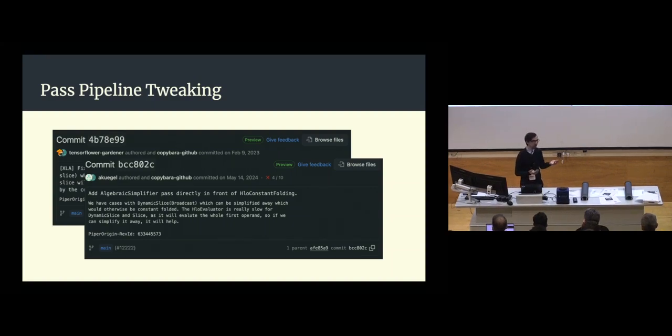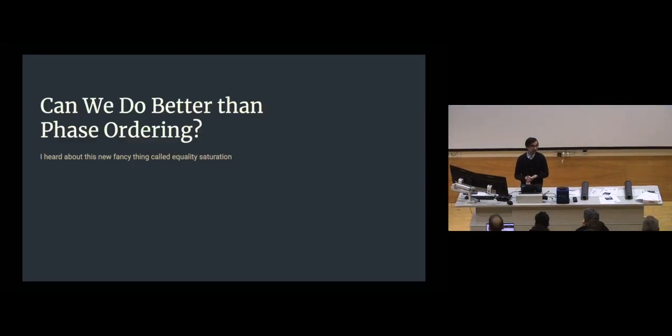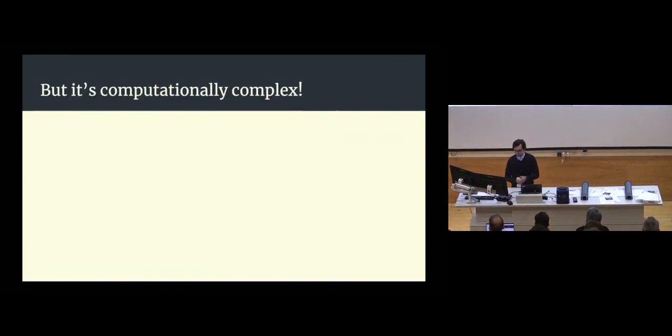Like, do we have to run it after every pass? And that's, if you worked on compilers before, bread and butter of compiler writers. It's tweaking around pass pipelines. And basically the question we asked ourselves at some point, can we do better than this phase ordering essentially? And I hear cool people are all doing equality saturation now. So how about we try that?